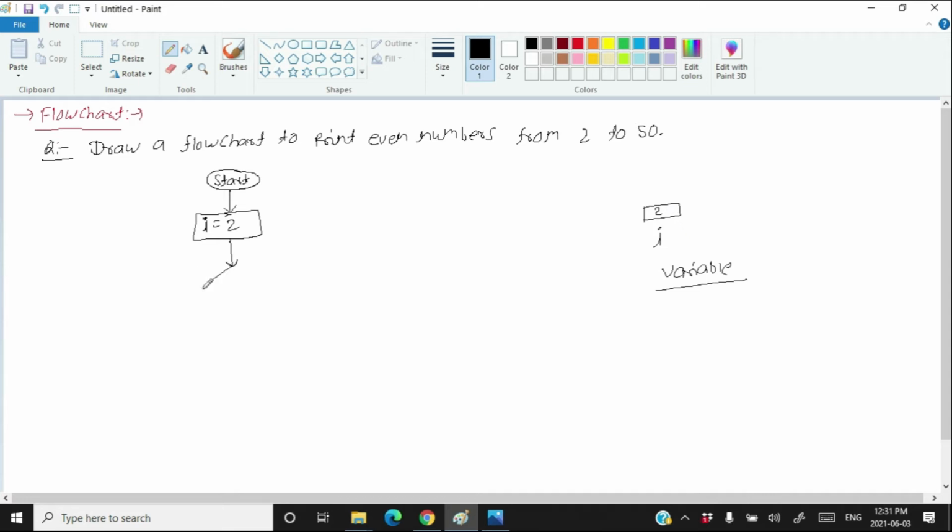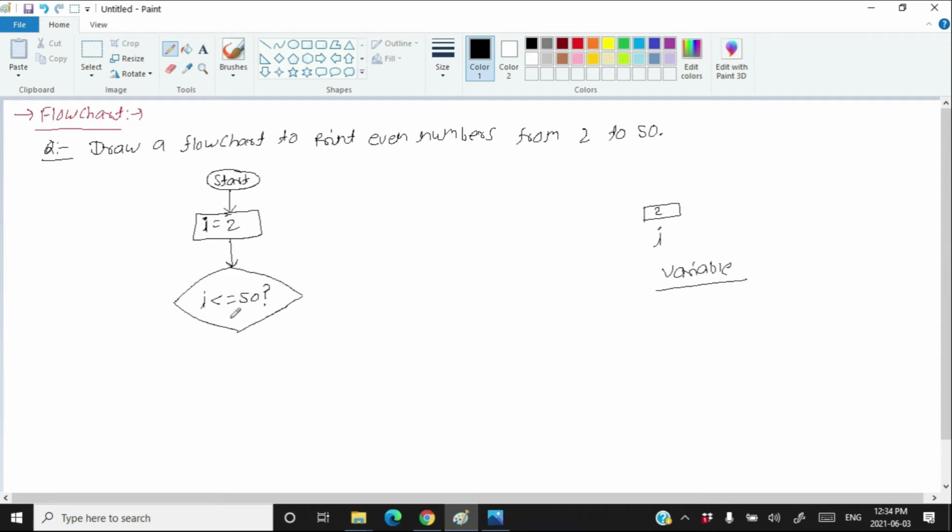You have to check if the value of I is less than 50 or not. I is less than equal to 50 or not. So whenever you have to test a condition like this, you should use this diamond kind of box. So here you are checking if I is less than equal to 50 or not. And of course we are checking in the diamond box.